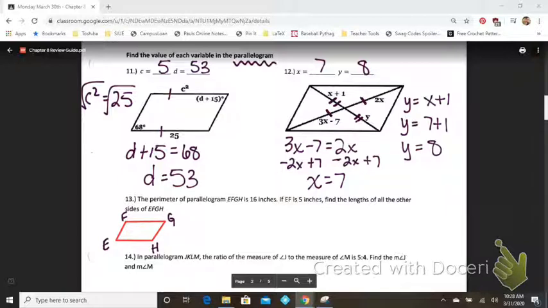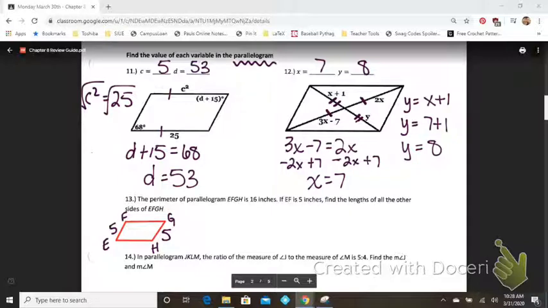We are told that EF has a length of 5 inches. Just put a 5 there. Find the lengths of all other sides. All right, well, one of these sides should be pretty easy. In a parallelogram, opposite sides are congruent. So that means that GH is also going to have a length of 5.